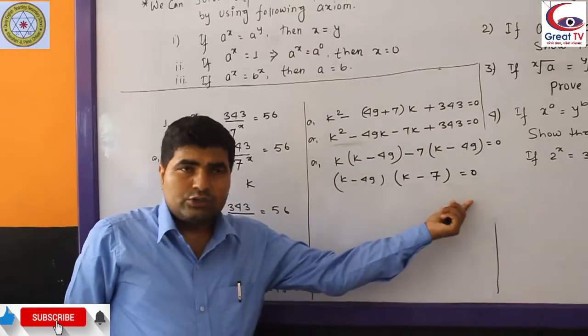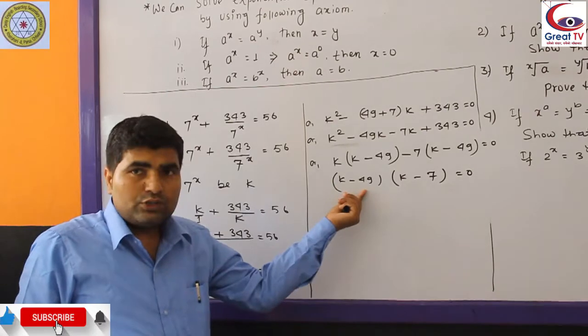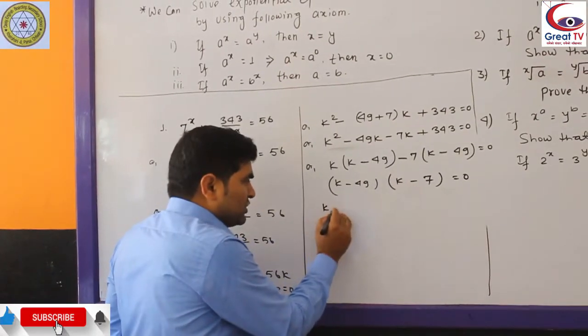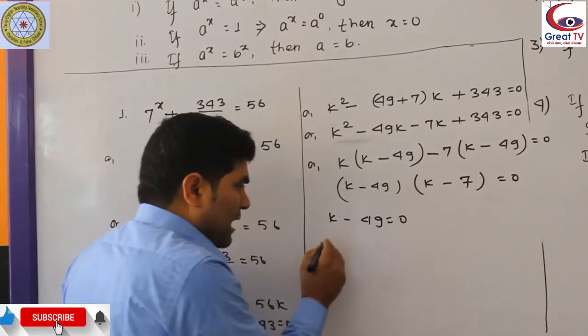Now the product of these two factors equal to 0, so either this equals 0 or this equals 0. When k minus 49 equal to 0.